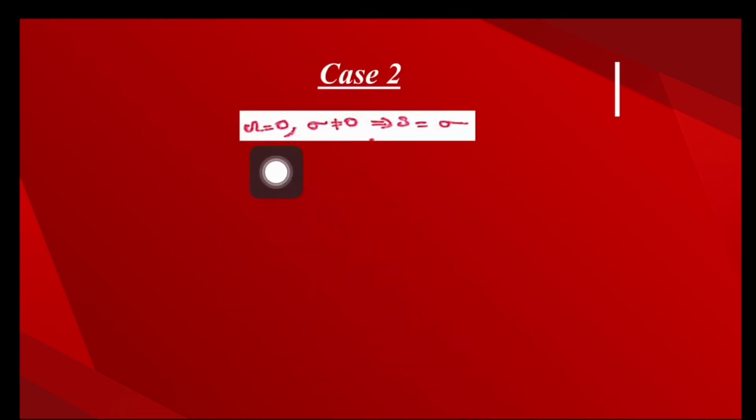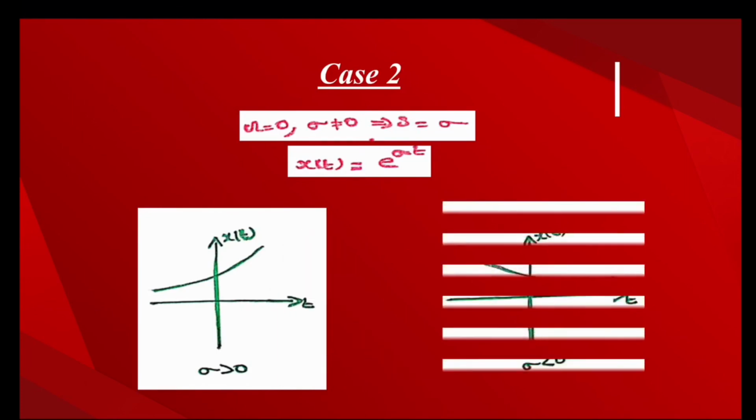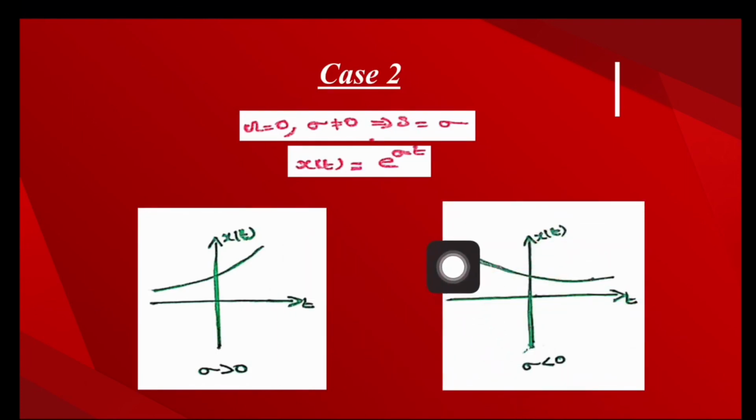Let us move ahead and see the second case. Omega is equal to 0 and sigma not equal to 0. Hence we get the value of complex variable s is equal to sigma and x of t as e raised to sigma t. For sigma greater than 0, it will be an exponentially increasing waveform like this, and for sigma less than 0, it is exponentially decreasing waveform like this.